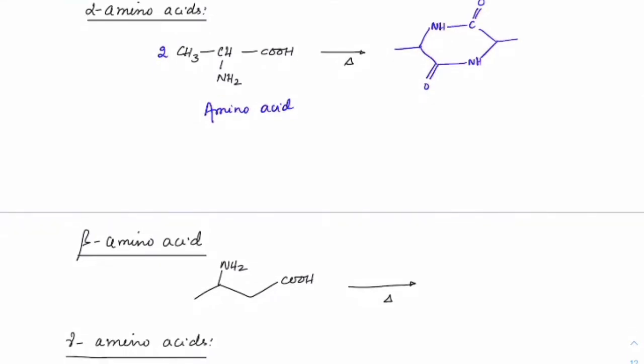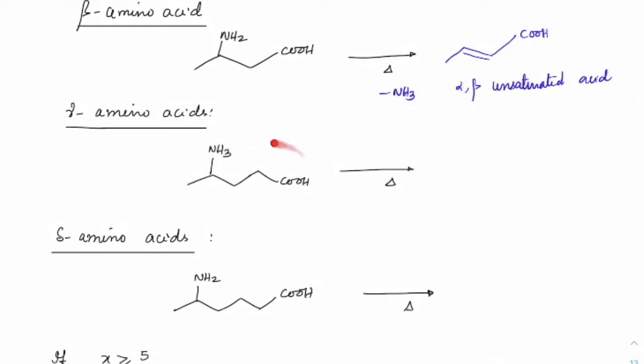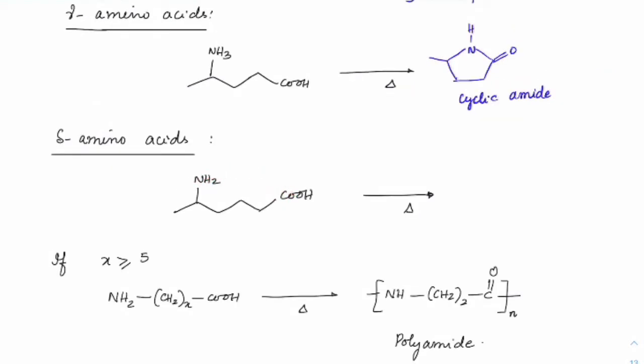Same logic applies for the next one. Here also, in case of beta, we will get alpha beta unsaturated acids, releasing that NH3. Try the same thing for gamma now. In case of gamma amino acids, because it can form a 5-membered ring, it will become a cyclic amide. See the delta form now. Even in delta, we will have a cyclic amide formation, double bond O and this 6-membered ring.